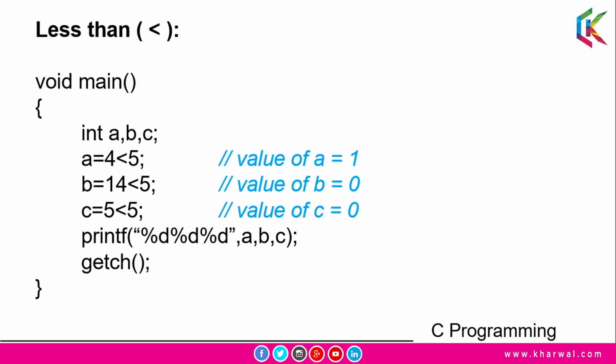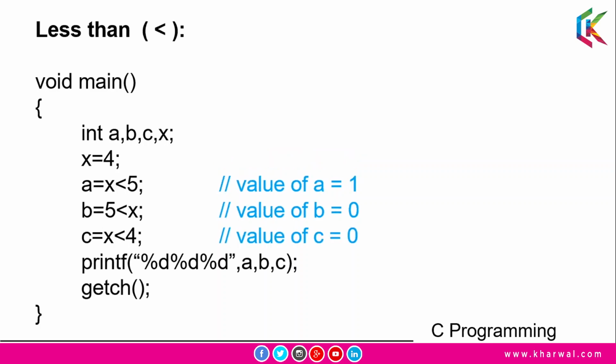Guys, we can also use variables in these expressions. So let's take an example of it. We have declared four integer variables a, b, c and x, and we have assigned 4 to x. So in the first expression x less than 5, the value of x is 4, so 4 less than 5 and this expression will be true, so it will return 1 that will be stored to a. So the value of a is 1.